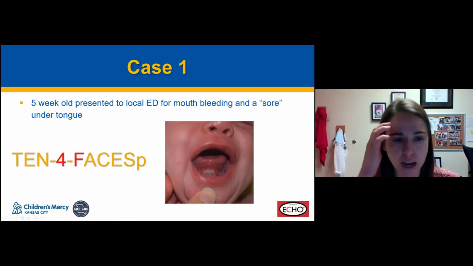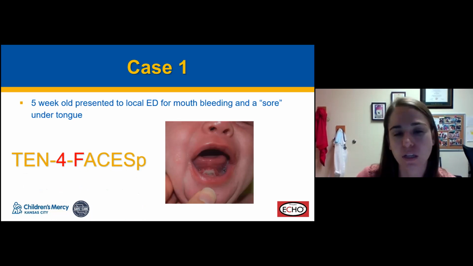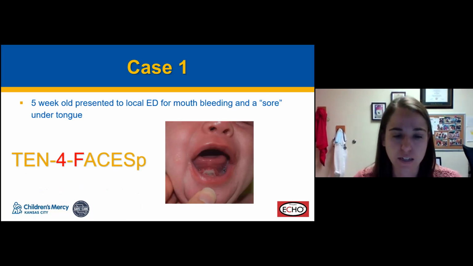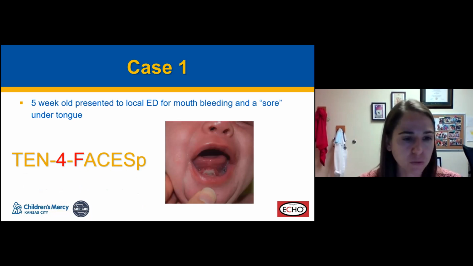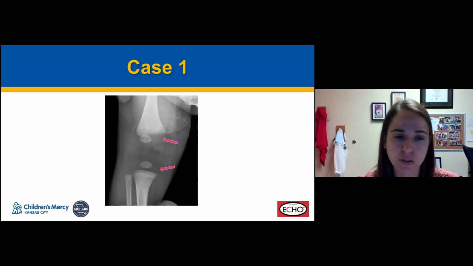So if we apply our 10-4 FACESp rule for this child, they have 2 components that are positive. They are under 4 months of age, and then they have a frenulum tear as their injury. So using that clinical decision rule, this would indicate that these injuries are concerning for abuse, and this child should have further evaluation, which luckily they did. They had a head CT that was normal, but their skeletal survey identified a classic metaphyseal lesion fracture along the distal femur. And then this was more subtle, but there was also a CML to the proximal tibia.